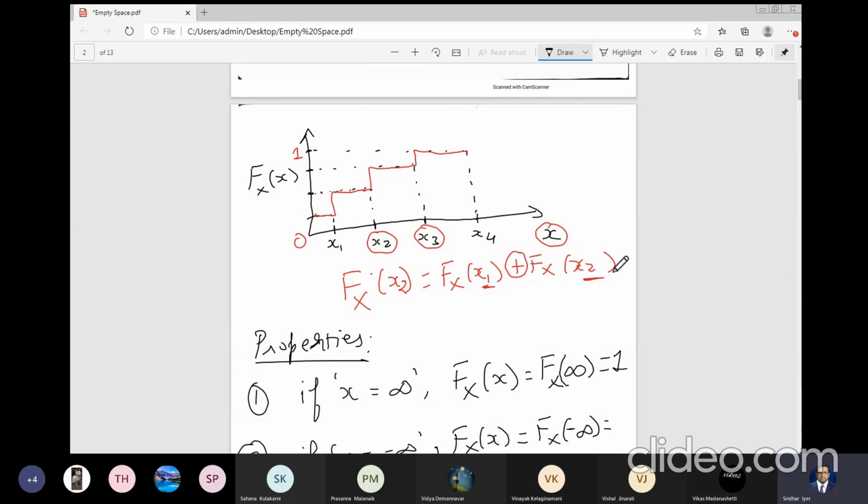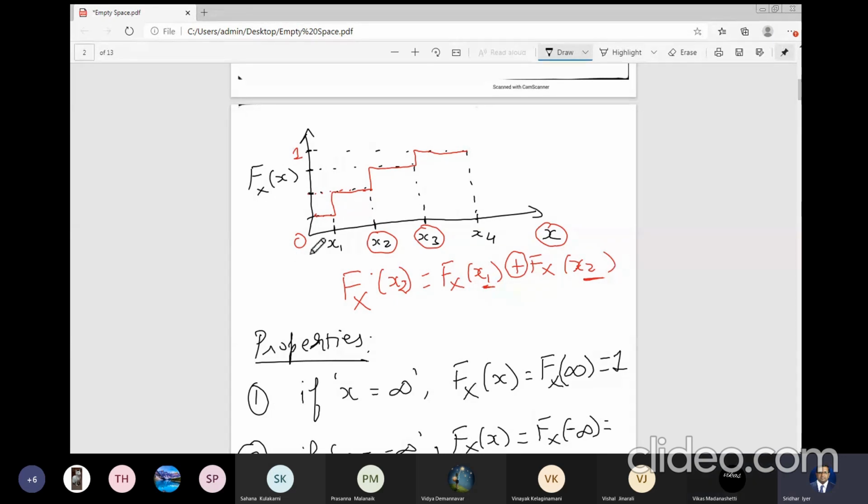X as minus infinity means I have not performed any experiment. X as infinity means I have performed all the experiments. So when I have performed all the experiments, what will be the total probability? 1. But x as minus infinity implies I have not performed any experiment. So what will be the answer to that? 0. Yeah, that means it is the initial value.